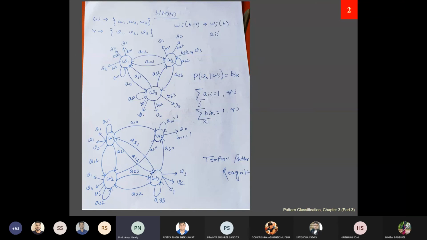If W0 is my absorbing state, there is no arrow from W0 to W1, W0 to W2, W0 to W3; you cannot have that. The rest of the arrows are there. Assuming the output or absorbing state generates one output, that is V0, the probability B00 is equal to 1. These are the diagrams we follow in temporal pattern recognition.